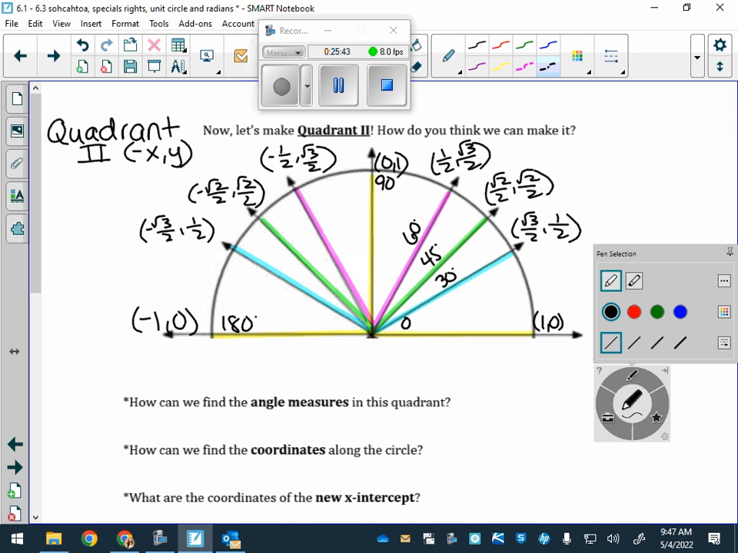So we have our coordinates. How can I figure out the degrees? So what would the blue line be?